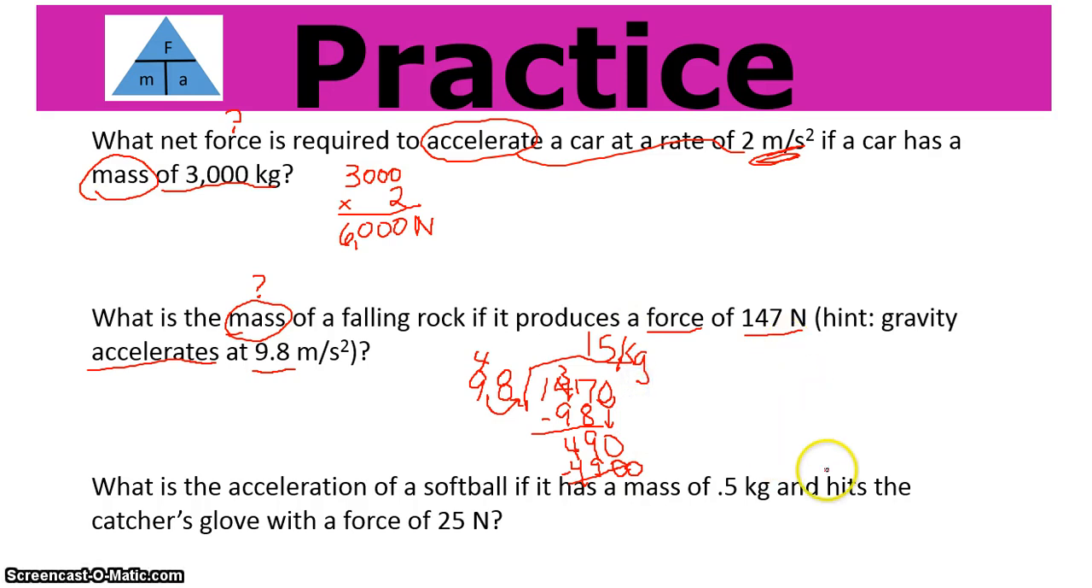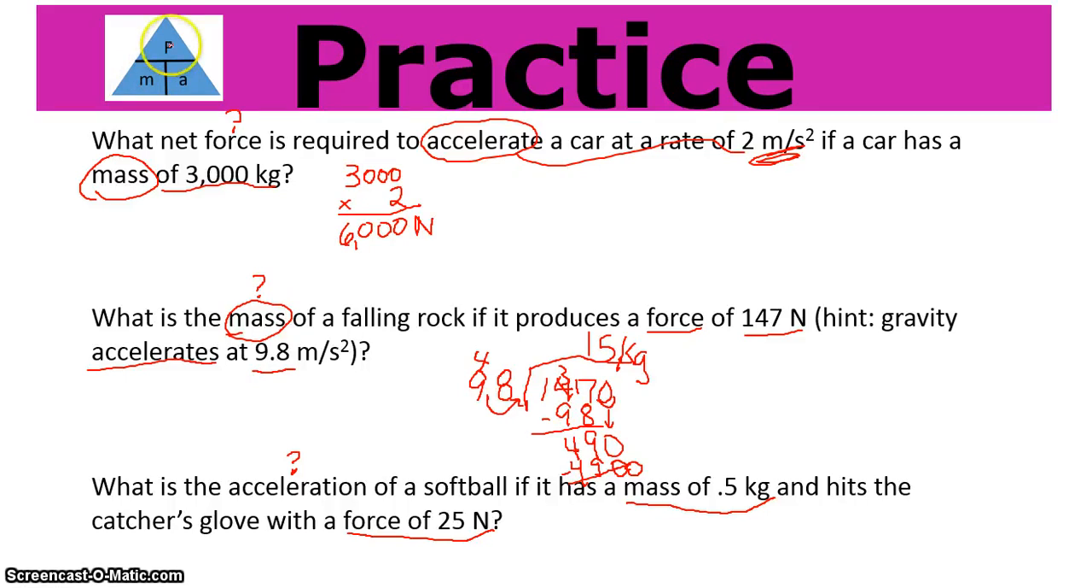Okay. Our last practice problem, as you can guess, says, what is the acceleration? So now I'm going to solve for acceleration of a softball that has a mass of 0.5 kilograms and hits the catcher's glove with a force of 25 newtons. So I have mass, I have force, and I'm looking for acceleration. So what letter are we going to cover up? We are going to cover up acceleration with our finger since we're solving for acceleration. That leaves force divided by mass.